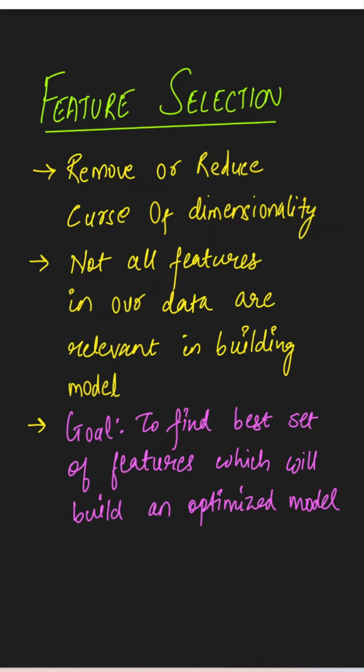Let us talk about feature selection. In my last short, we discussed the curse of dimensionality, and one way to reduce or remove the curse of dimensionality was feature selection. Now, what is feature selection? Let's talk about it using a simple example.